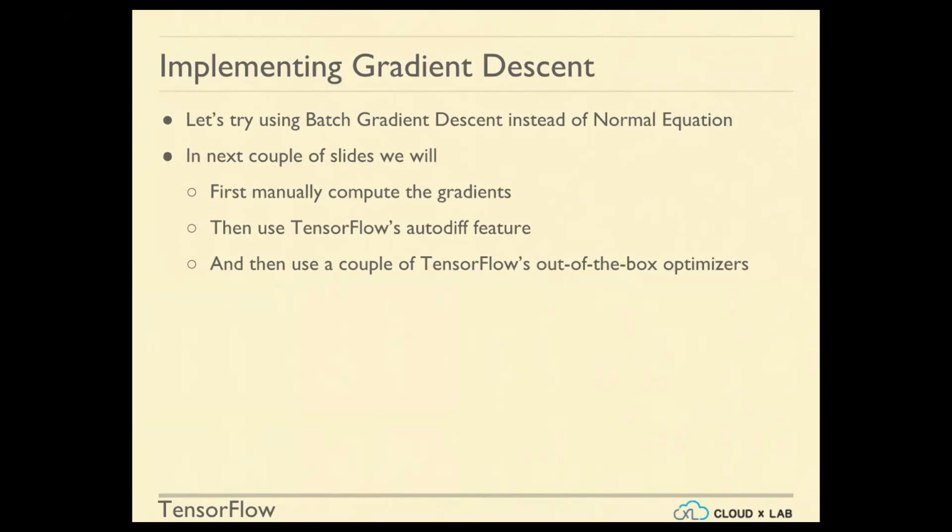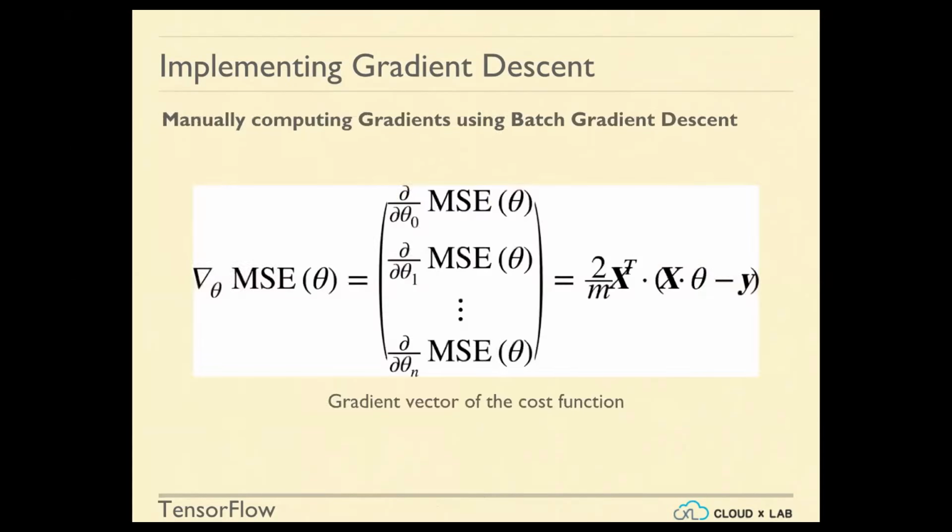All right. So now let's try to implement the gradient descent instead of the normal equation. We'll first manually compute the gradients, then use TensorFlow's autodiff feature, and so on. We'll talk about these few things. These are very interesting parts.